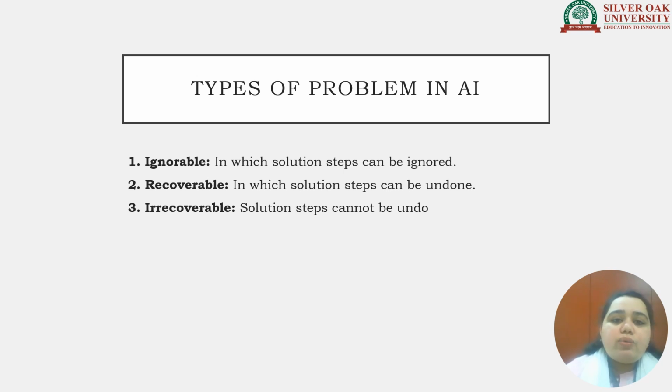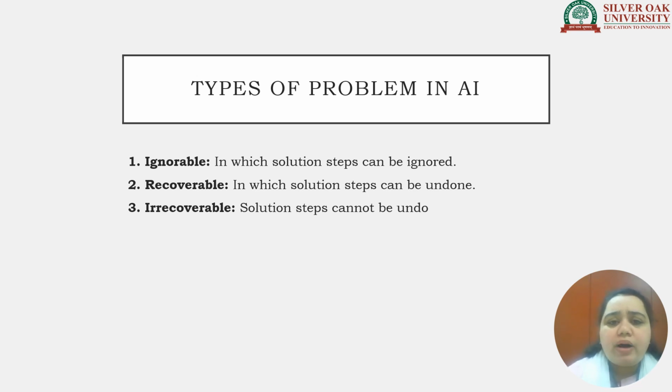Now, if we are using AI, obviously we will have some problems which we are going to face. So there are three types of problems in AI. The first is ignorable, we have recoverable, and the third one is irrecoverable. If I talk about ignorable, the solutions or the steps which can be ignored are known as ignorable problems. Let's assume we are calculating a sum, and if the mistake is of 0, we can eventually ignore that. So that is known as an ignorable problem.